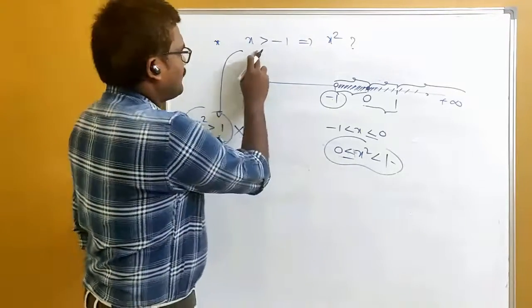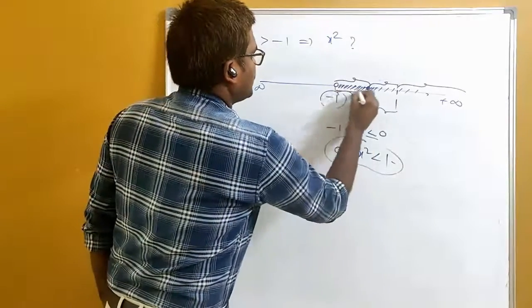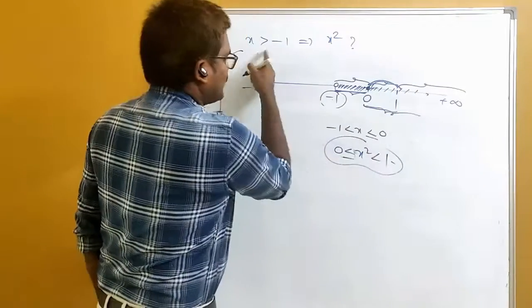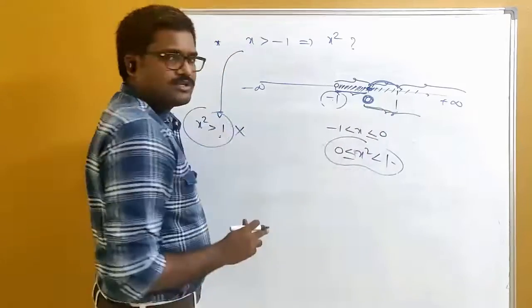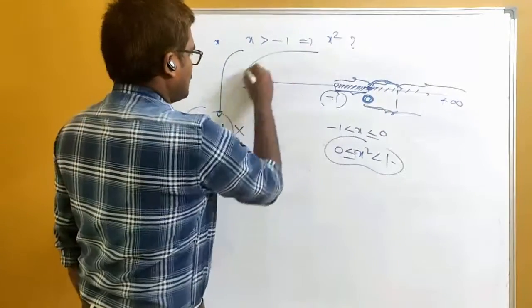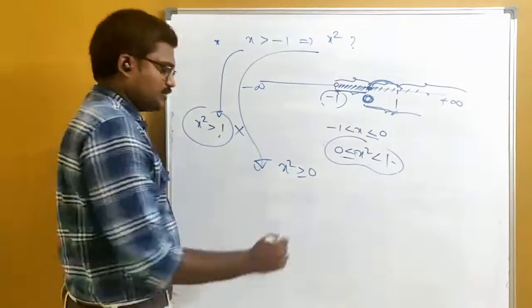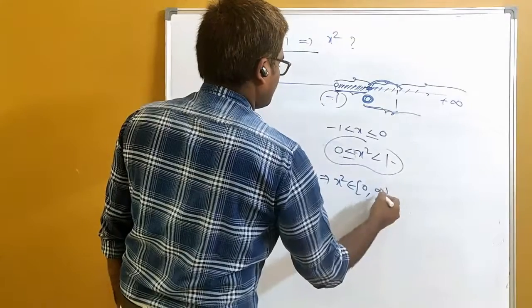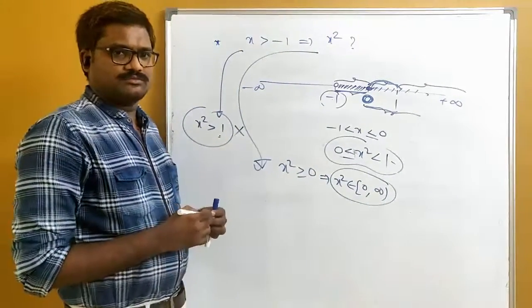So ultimately, when you square x greater than minus 1, these negative values also will become positive. So finally, if you square x greater than minus 1, x square starts from 0. So 0 will be the minimum value of x square. So finally, x square will be greater than or equal to 0, which means that x square belongs to closed 0 to open infinity. I hope this illustration is clear to you.